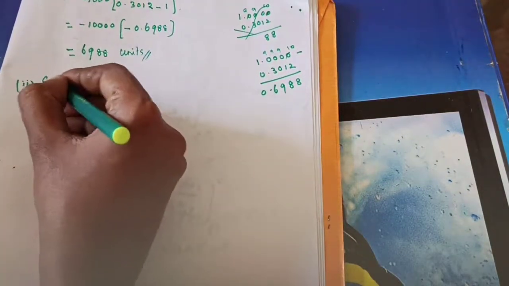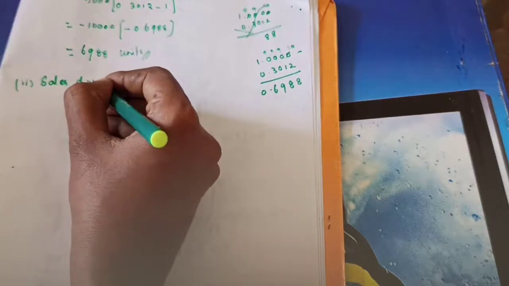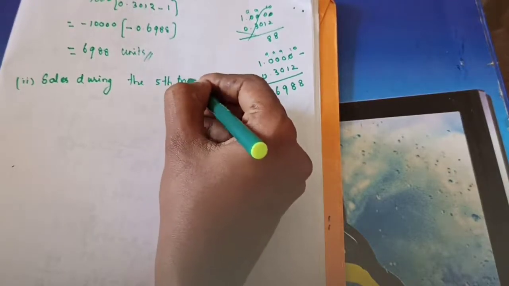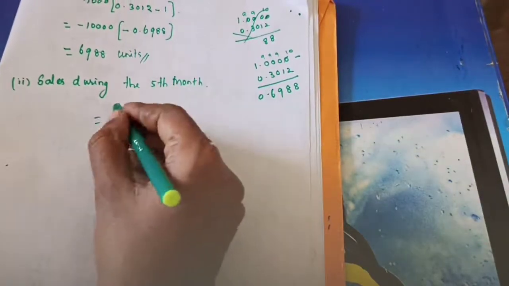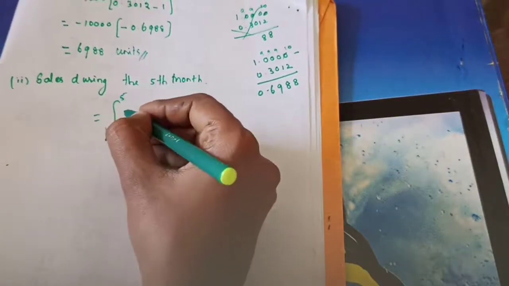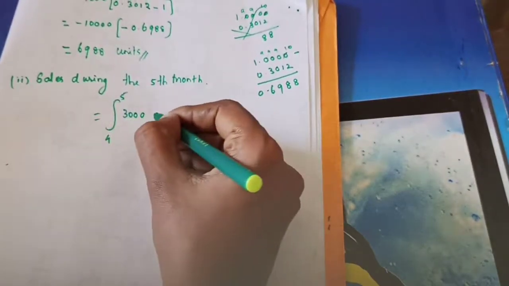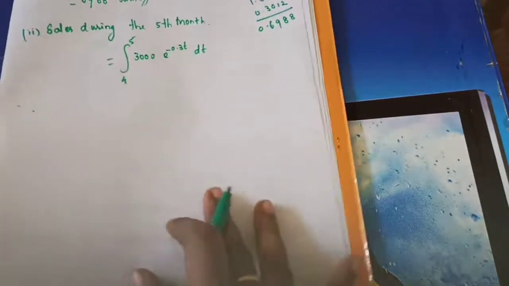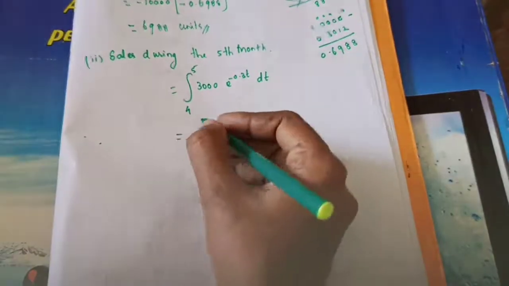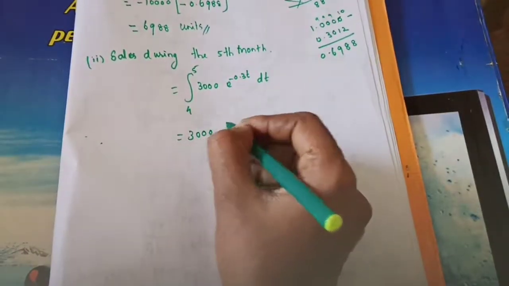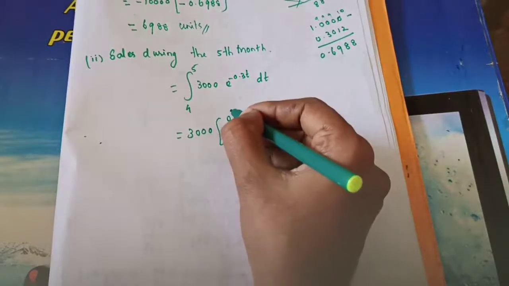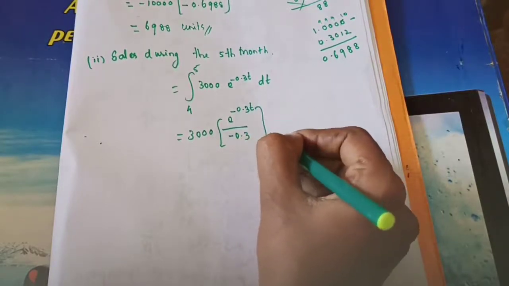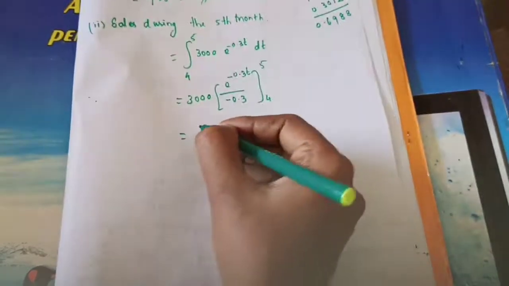So we'll do for sales during the 5th month. Okay, 5th month. So what will you do? 4 to 5. Here only you need to be very careful. Remaining everything same. 3000 e power minus 0.3t dt. Same as that, you integrate it. 3000 is a constant. The limit is from 4 to 5. That is equal to 3000.